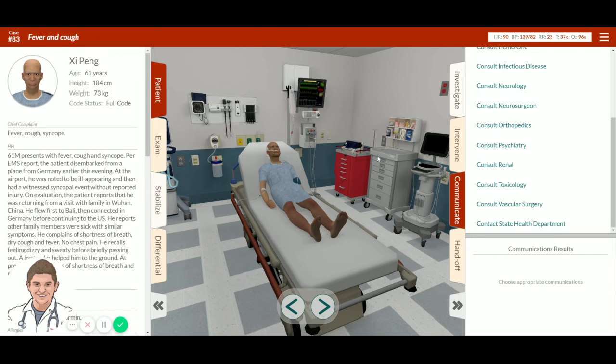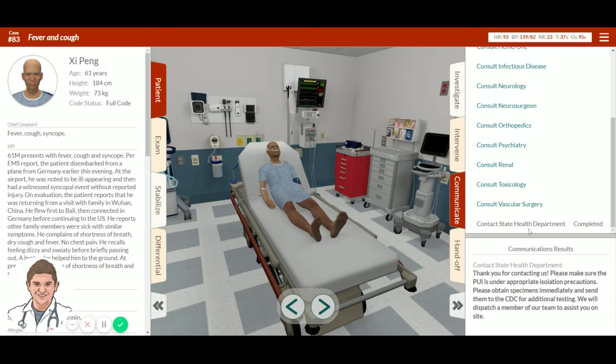So the key in this case is, you can manage this. You can take care of this patient. You can correct his tachycardia, his fever, his hypoxia. You can treat him and monitor him appropriately. But what else are you going to do? You're going to need a little bit of help. You're going to need to report this, and you're going to need to prevent spread. So contact the state health department and they'll give you guidance.